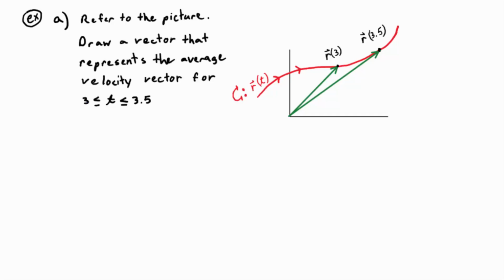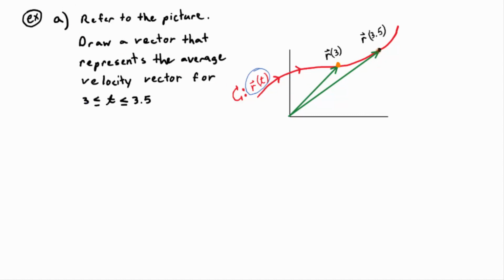So in this example, refer to the picture, draw a vector that represents the average velocity vector for t running from 3 to 3.5. So let me explain this picture. In this picture, the curve in red is given by r of t, and it's kind of generic, right? I'm not giving you a formula for r of t, but I'm telling you that r of 3 is this point, and if you think of it in terms of an arrow vector, then it's the tip of this arrow.